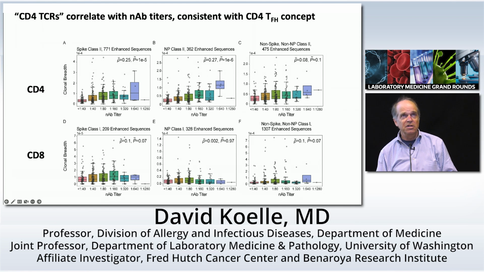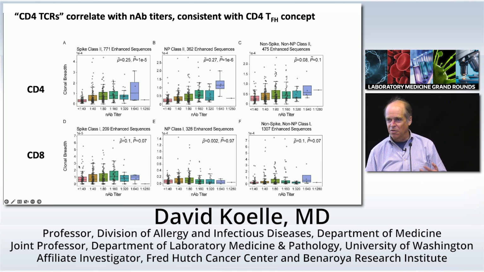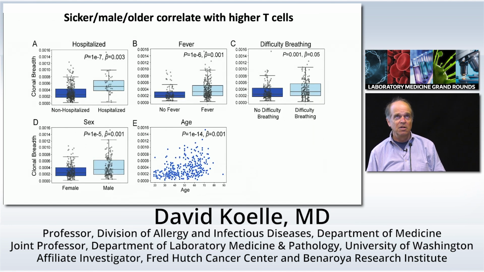CD4 levels, these were T cells that were assigned to be CD4, and I'm not going to go into the exact details of that, but they were better correlated with the neutralizing antibody levels than the CD8 assigned T cell receptors, which is consistent with our concept of CD4 T cell help to B cells. There is likely to be a better correlation between those two parameters.